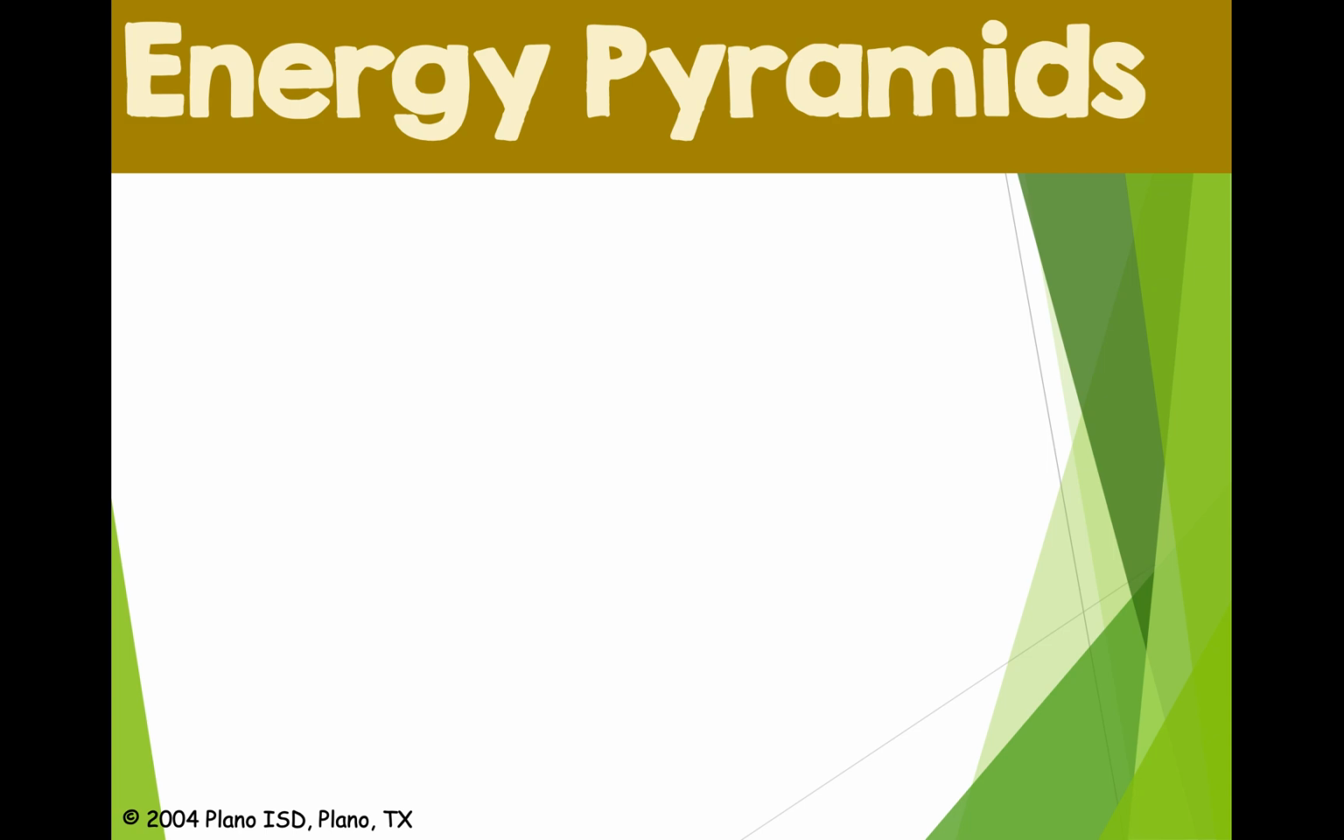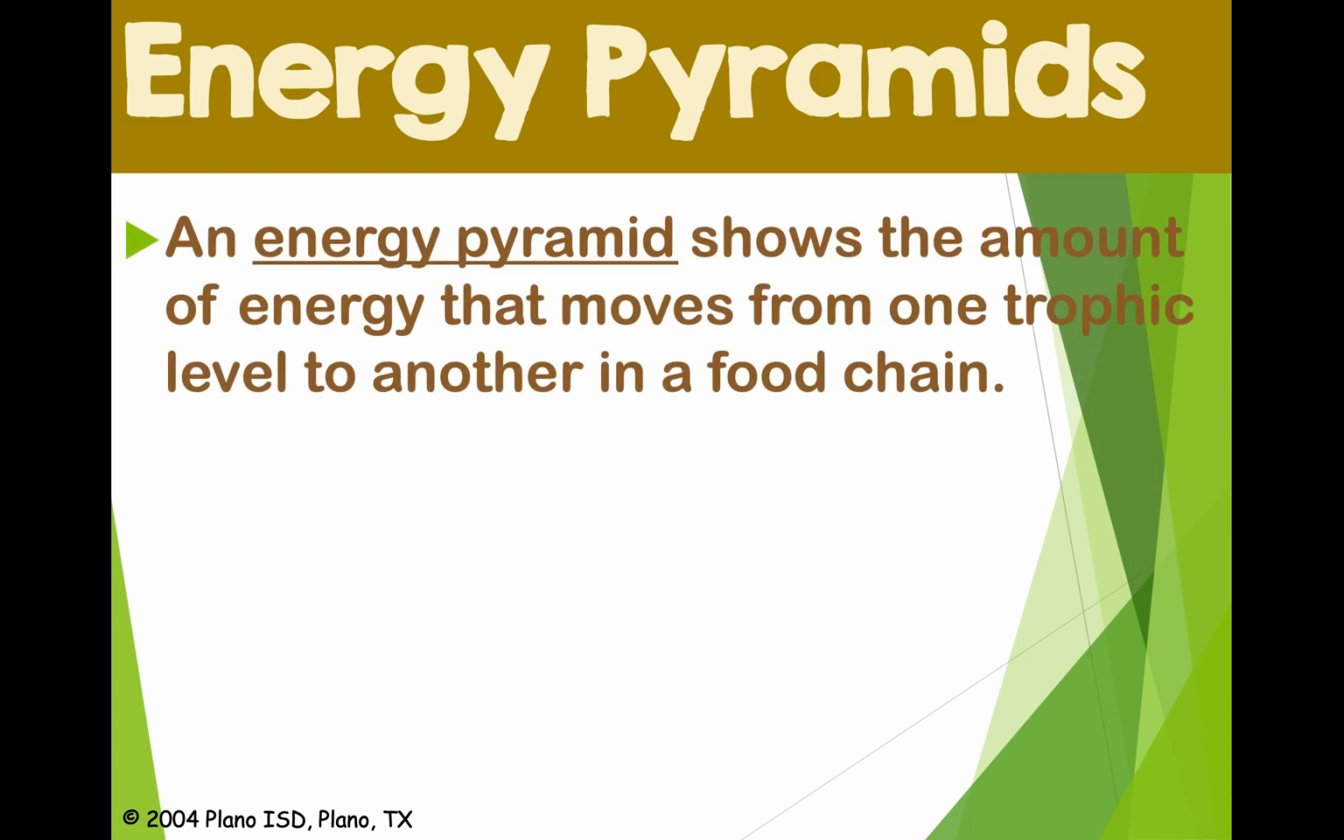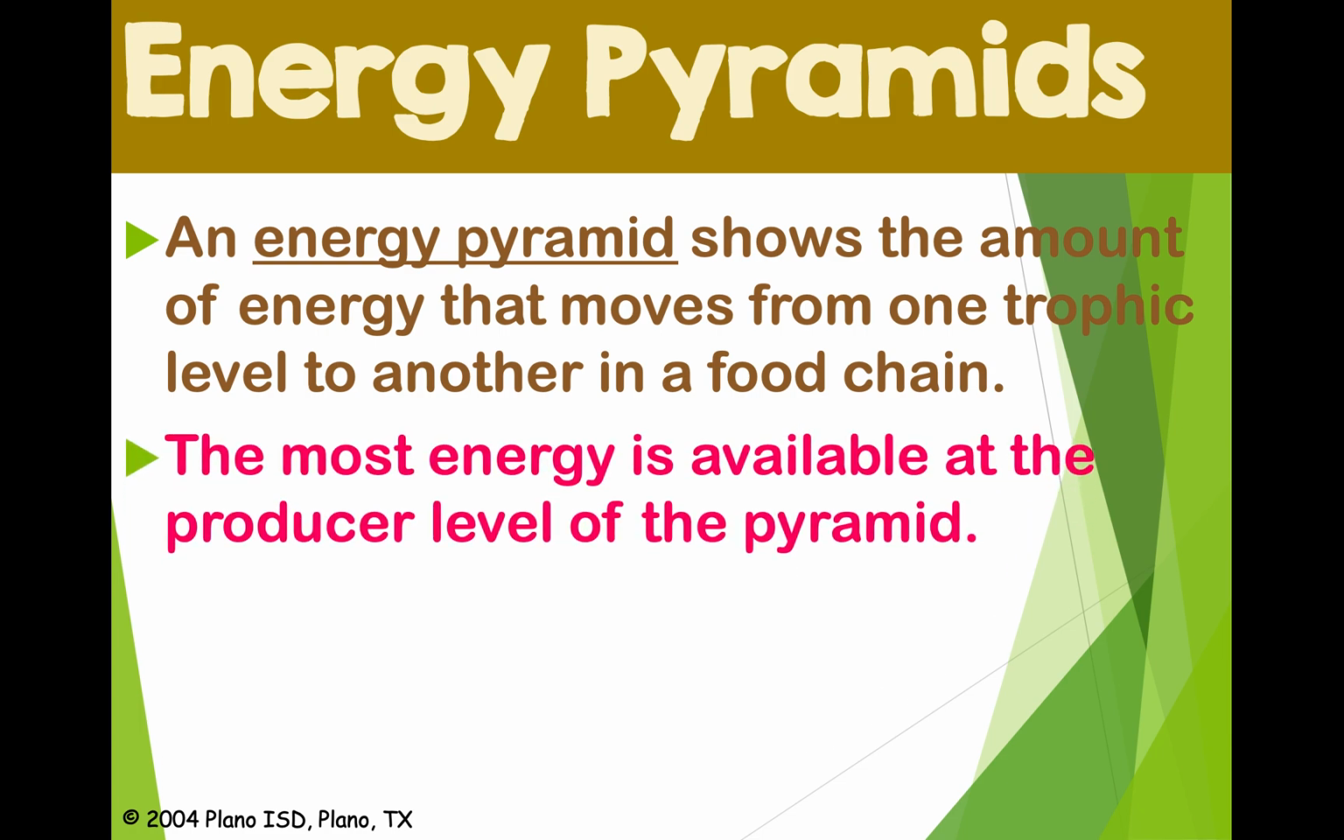So energy pyramids, remember, even though we have all these food chains making up a food web, the energy pyramid is actually going to show the amount of energy that is going to move from one trophic level to another in a food chain. And remember, the most energy is going to be available at the producer level because producers are producing their own food.